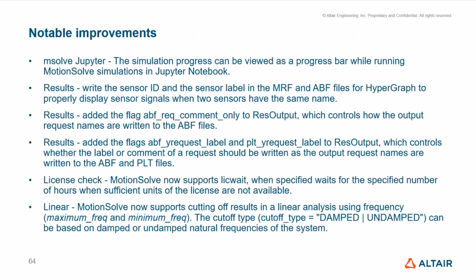Moving on, there are a few notable improvements in 2024.1 and 2025. First one is MotionSolve Jupyter Notebook can now show the progress of the simulation. And coming to the results, we have some improvements in showing the sensor ID as well as label in the ABF and MRF. We have added some flags for ABF and PLD to show the comments and labels. And we have a cutoff frequency for linear analysis where you can get a simplified output. You can specify the minimum and maximum frequency. And this cutoff can be based on either the damped frequency or the undamped frequency.